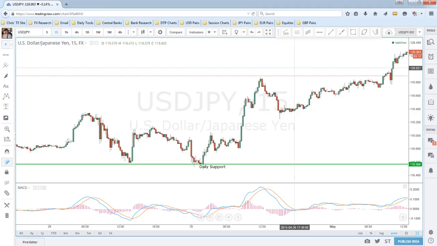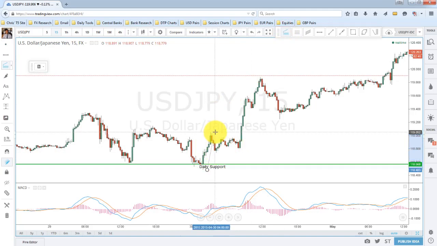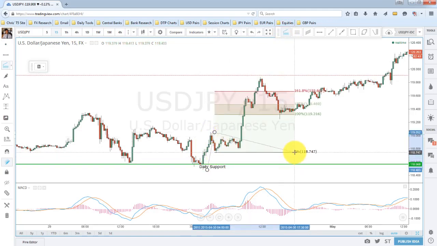Okay, so in this example, price has come down to a level of daily support. This is our 15-minute chart. With an extension setup, we look for price to come into that support level and then create this pattern. And what you see is, here's the low. We have the rally, the pullback, and this leg. So we have an ABC or 1, 2, 3, where the C or the three-wave extends to the 162% projection.